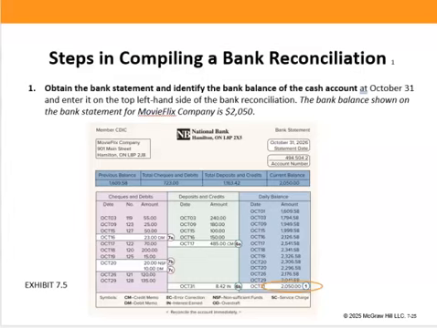Hi, everyone. Okay, so the steps in compiling a bank reconciliation. Step number one, obtain the bank statement. So again, go online and get your actual bank statement from your bank, and then identify what the bank balance of the cash account at October 31st is. As you can see at the bottom, it's giving you the daily balance and it's telling us on October 31st what the balance is.